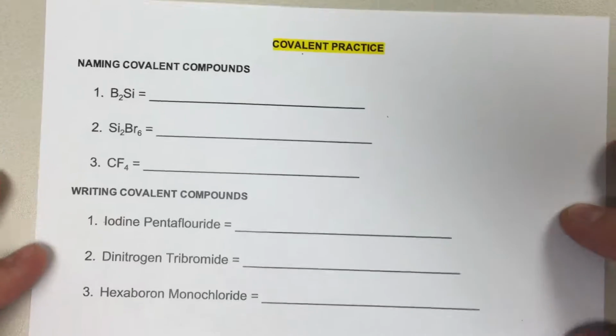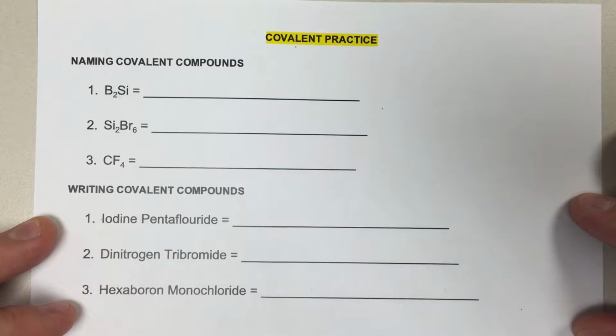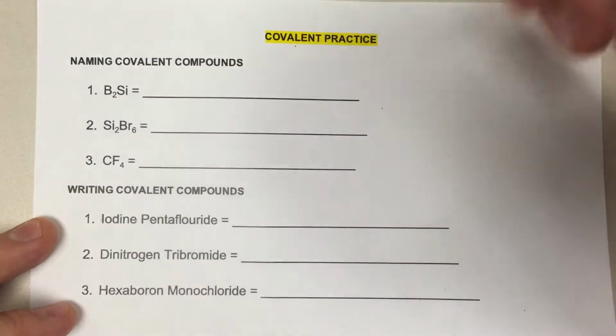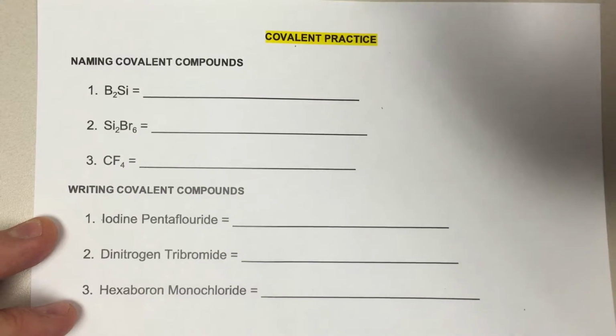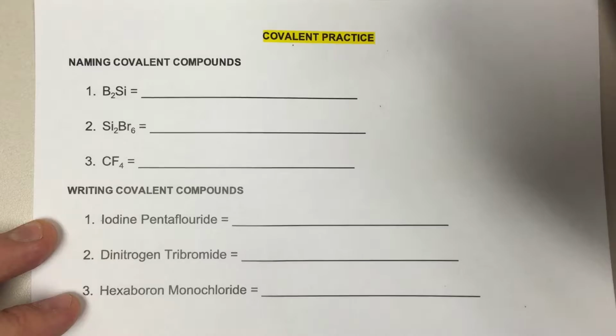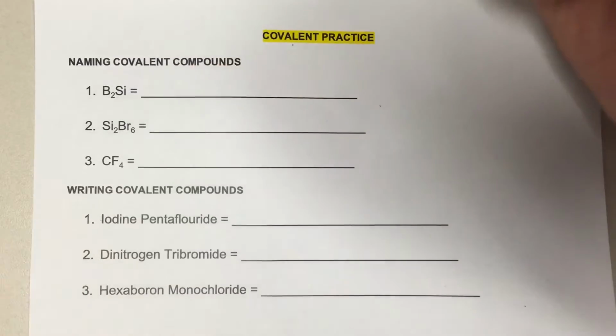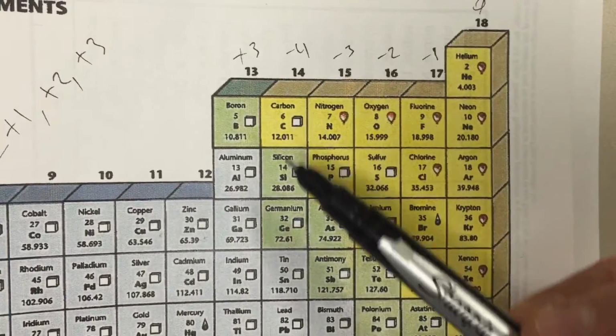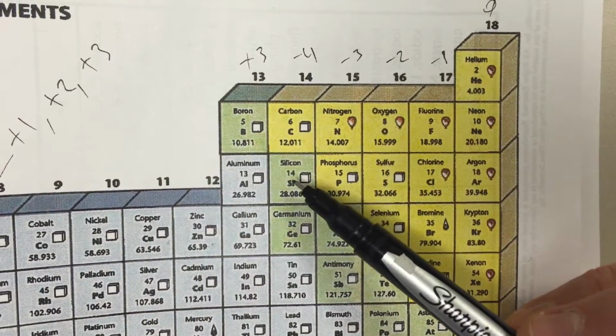This last page right here is covalent. These are very easy. Just by saying how many there are of each, or looking at the prefixes so you can see how many there are. For example, B2Si. First off, let's find what these elements are. B is all the way on the right side of the periodic table, element boron, and the other element is Si, so that is right here, silicon.